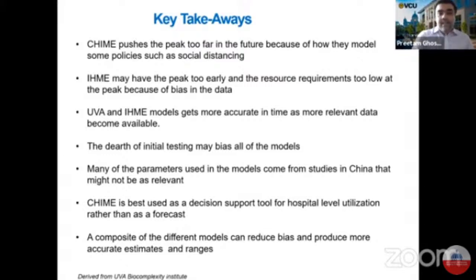CHIME is best used as a decision support system. For hospital level utilization predictions, CHIME has been used a lot. That's the reason why, when we were doing these modeling studies, you do not just rely on a single model. We always use the three models because these give us an idea of the best case, worst case, and average case scenarios. All three have to be brought in to be able to make policy level decisions.